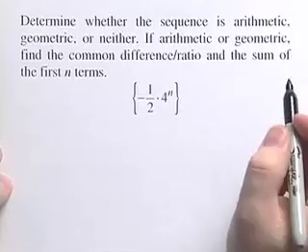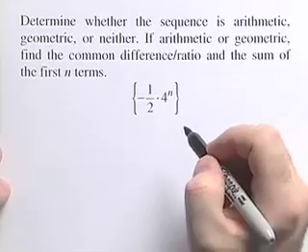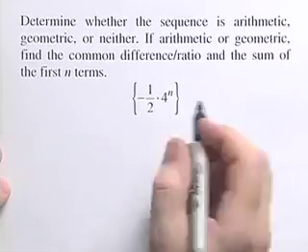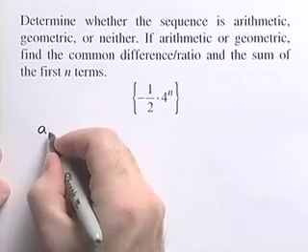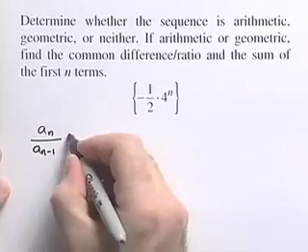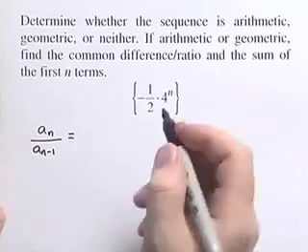We suspect it could be geometric because this kind of has a form of what a geometric sequence might look like. To check that, we're going to look at the ratio of consecutive terms. So we want to find the ratio a sub n divided by a sub n minus 1. So the nth term divided by the n minus first term.